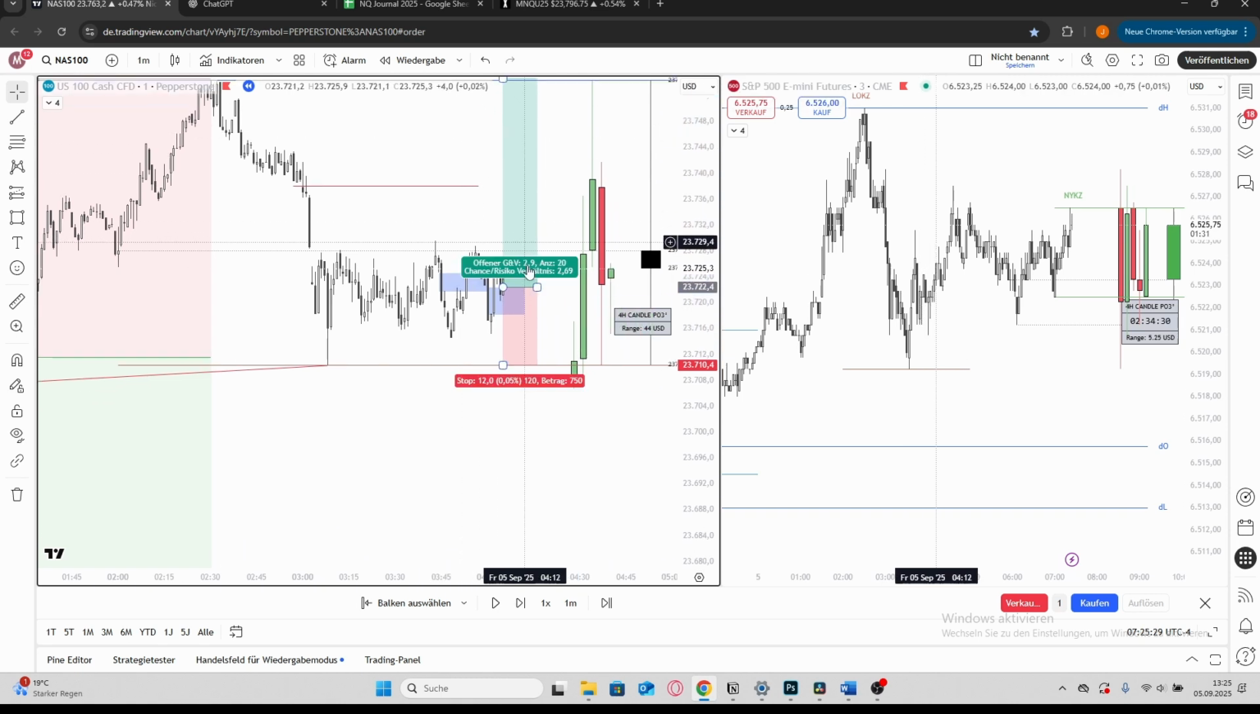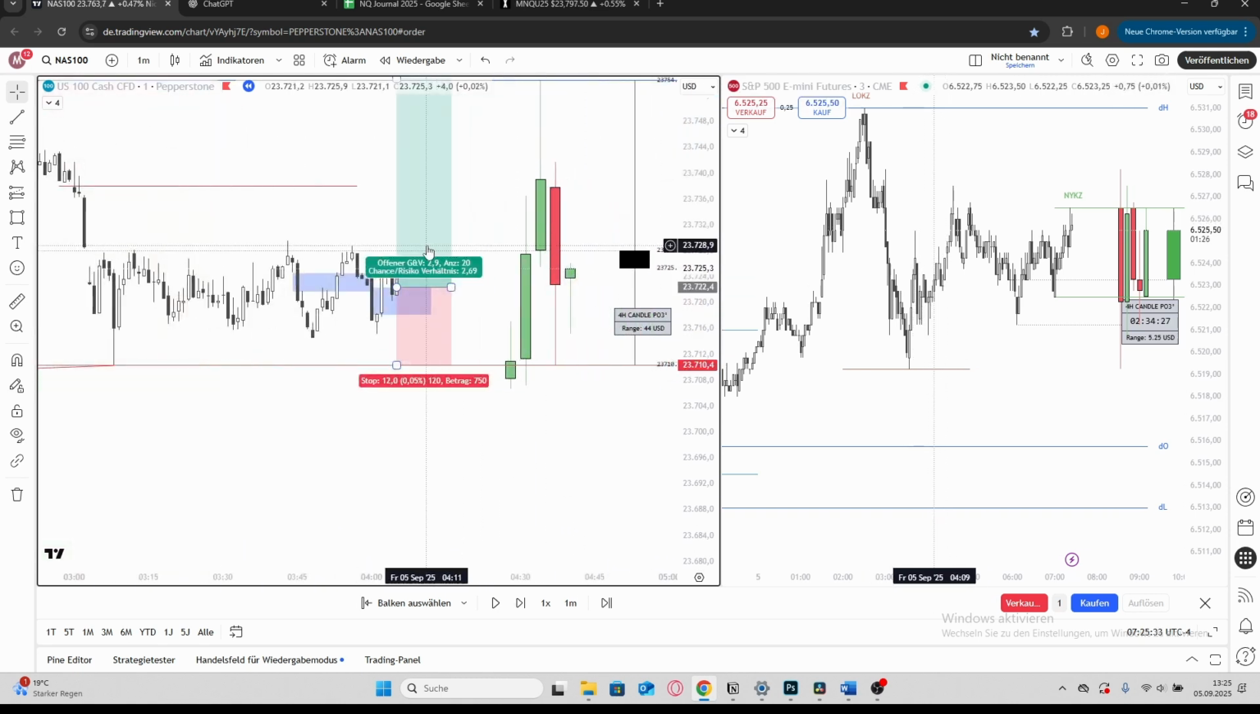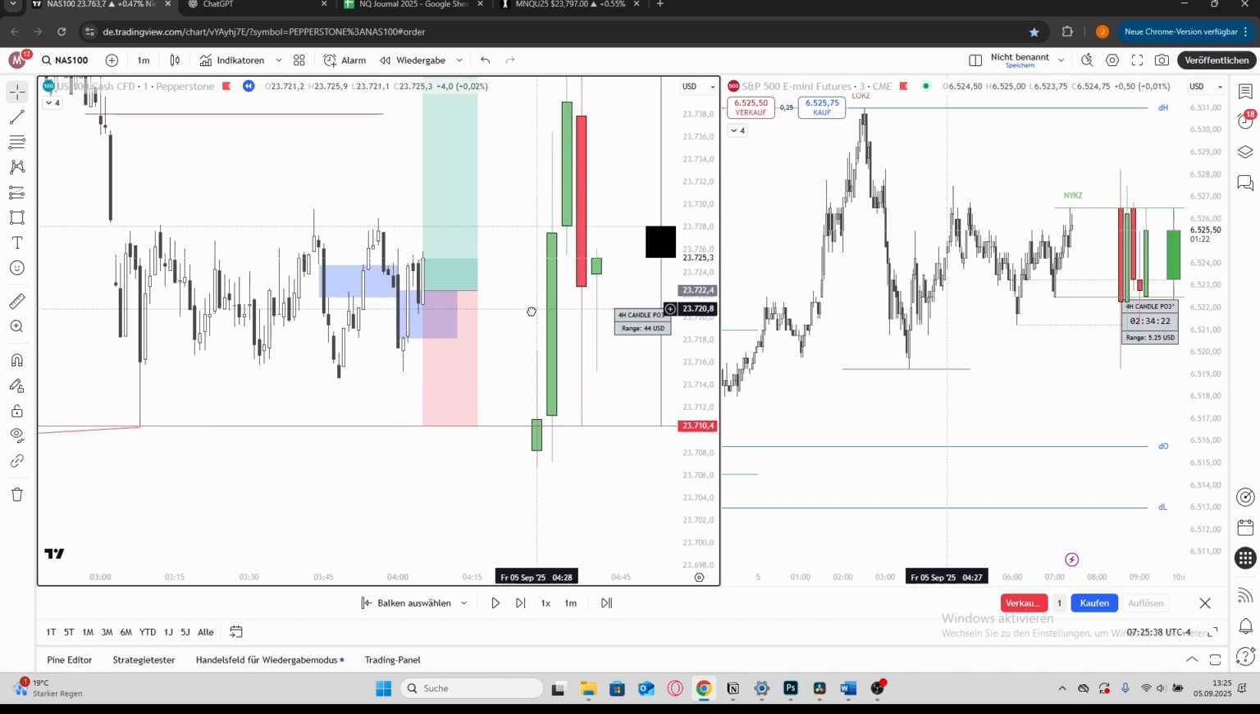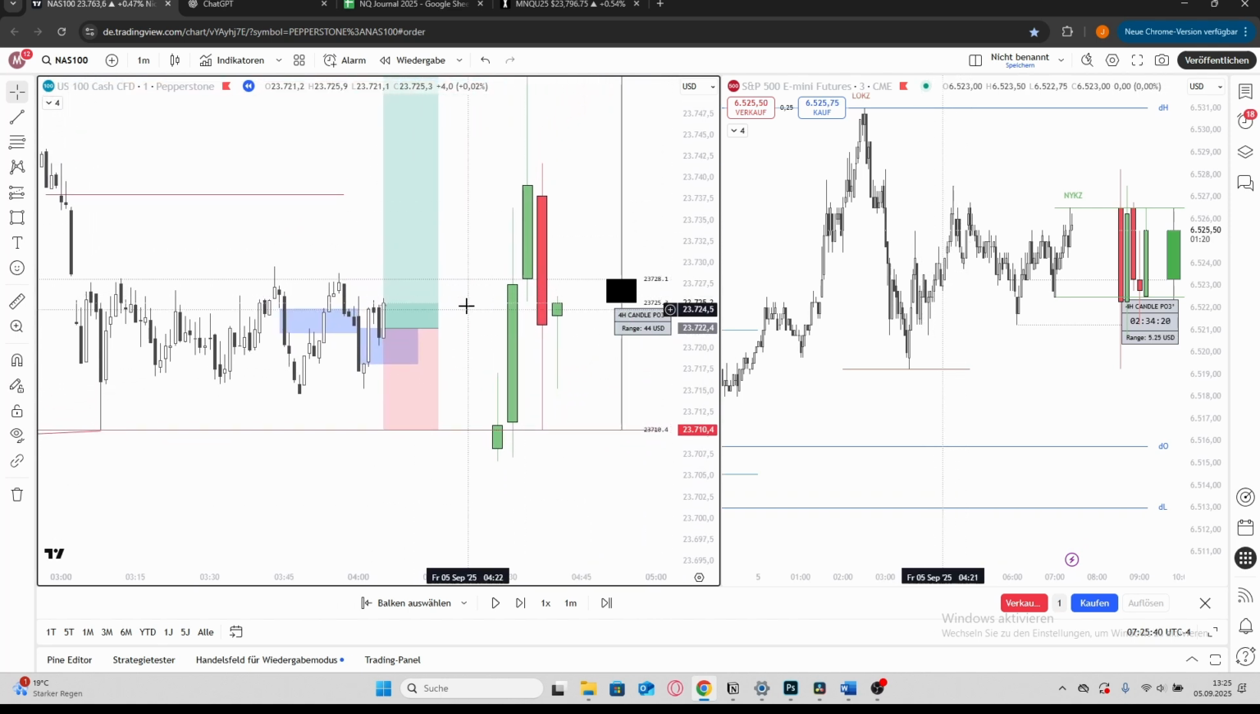So you can see you can easily get 2.6 R, or I think it's almost 2.7 R. That's a really good trade for me. Also for London, normally at the London session, I only go for 2R.